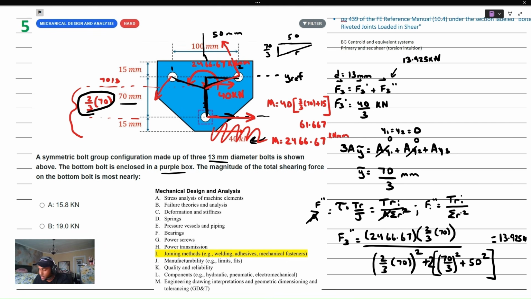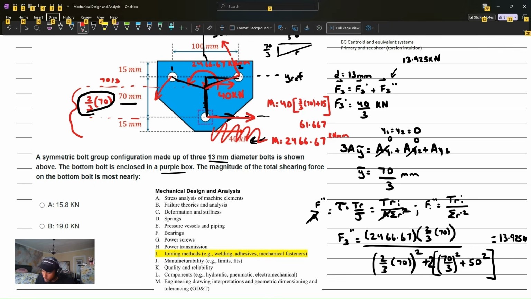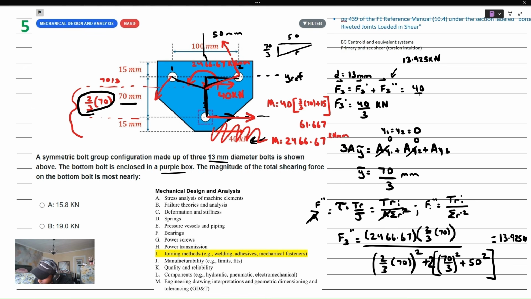When two vectors point in the same direction, their addition is the same thing as their vector addition. So all we have to do here is add together 40 over 3 plus 13.925. And the result of that is equal to approximately 27.3 kilonewtons. So that corresponds to answer choice D.